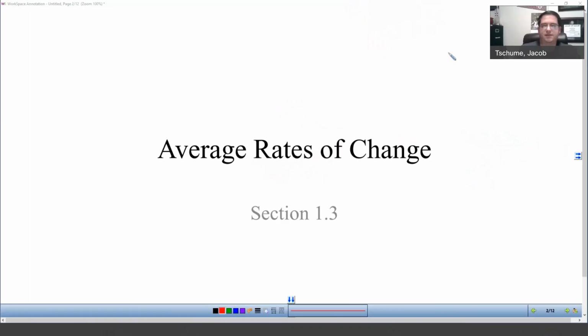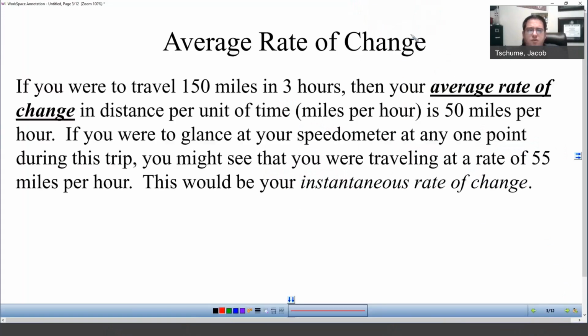All right, everybody. So in this section, we are going to do section 1.3, which is average rates of change. We're going to start using this section to help us develop the idea of what derivatives are over the next few videos. So that's kind of the main purpose here. All right, so average rate of change.